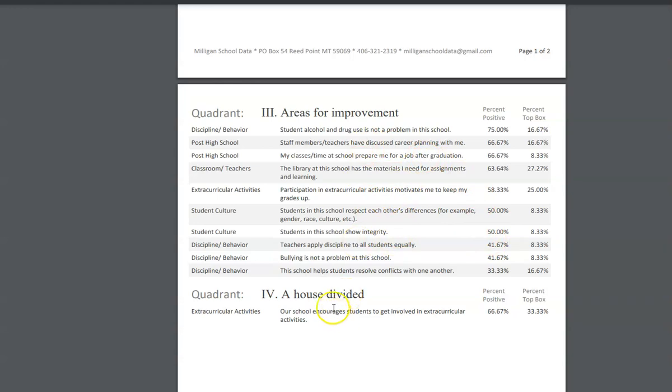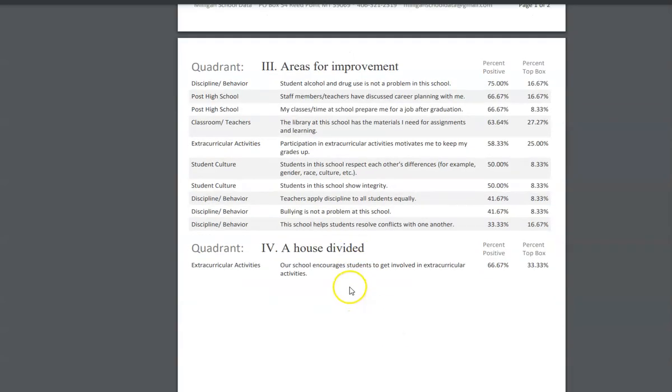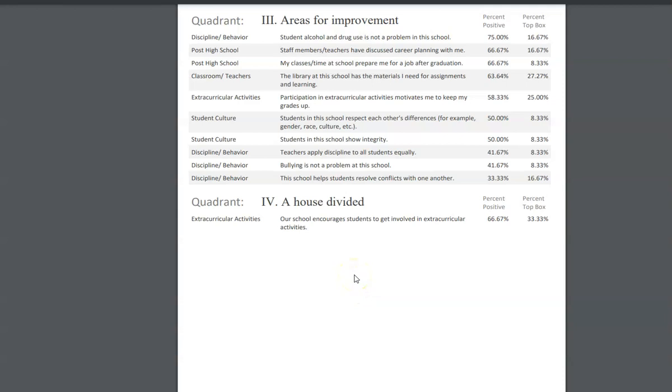The last one we're going to look at here is kind of a bizarre quadrant, quadrant 4. It's called a house divided, and you can see there's just one question in here. And the way to get into this quadrant is to have a higher than average percent top box, but a lower than average percent positive. And the way to do that is to have a lot of 5s, but then also a lot of 1s and 2s. And so that's why we called this on the quadrant report a house divided, because this could be an indication that there are 2 separate factions in your school, and one of them is very, very happy in this particular area, and one of them is very, very unhappy in this particular area.